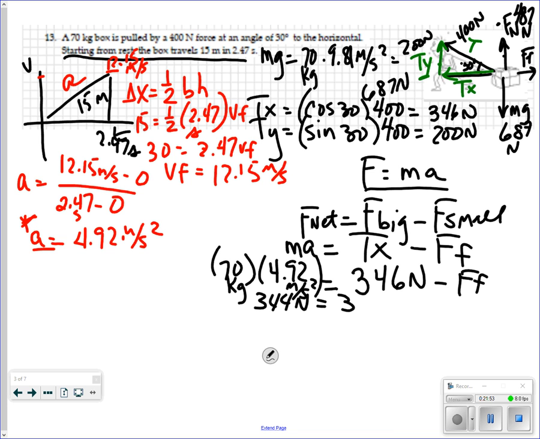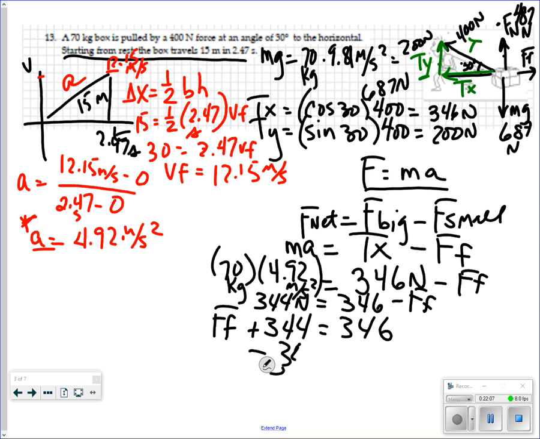You might say, wait a minute, I'm going to end up with negative. No, you're not. Hang on. Friction's negative over here, so let's move it to the left, and then let's move over. All right, 344 over here. Make sense, I hope? So my friction in the end turns out to be 1.6 newtons.